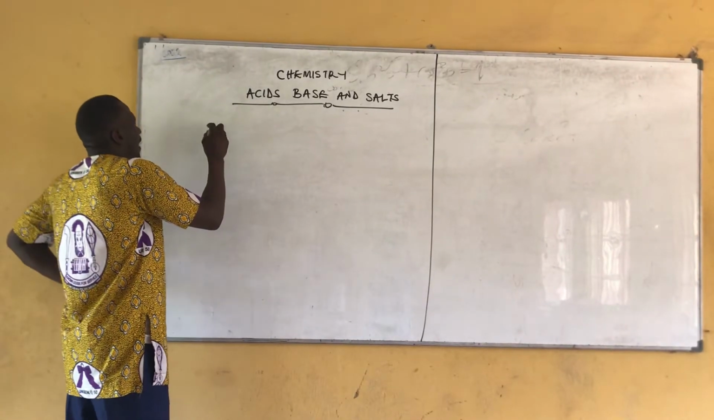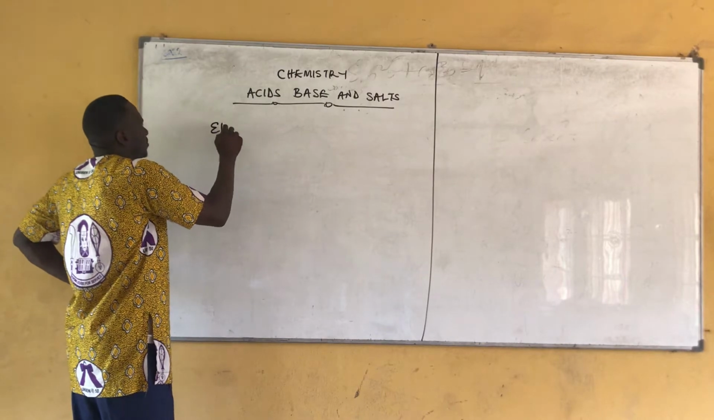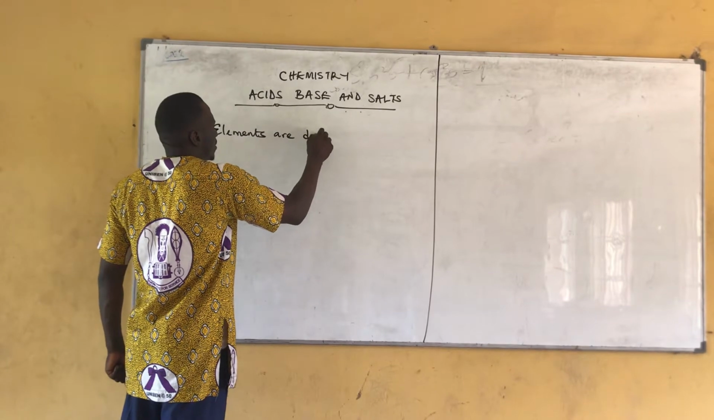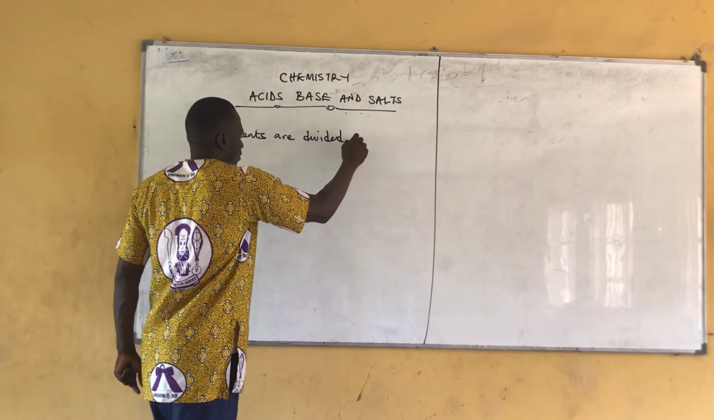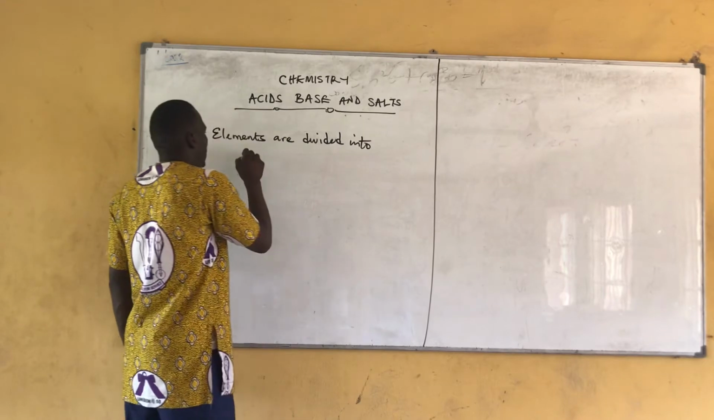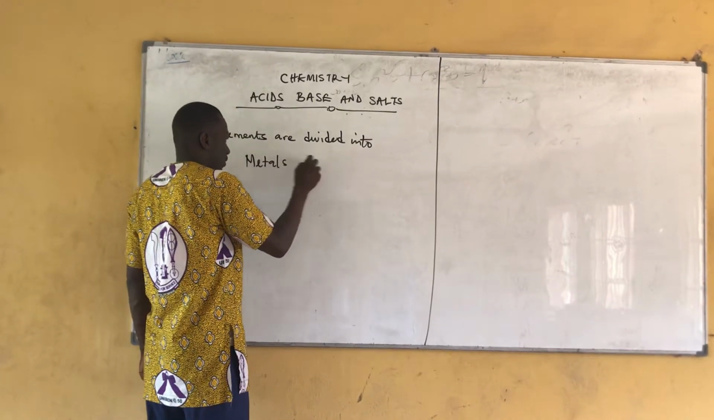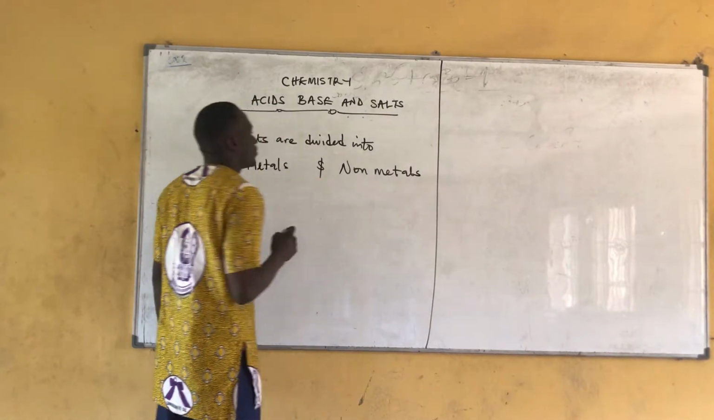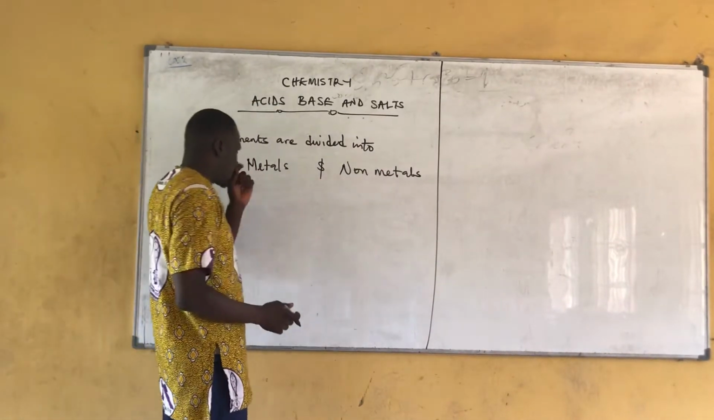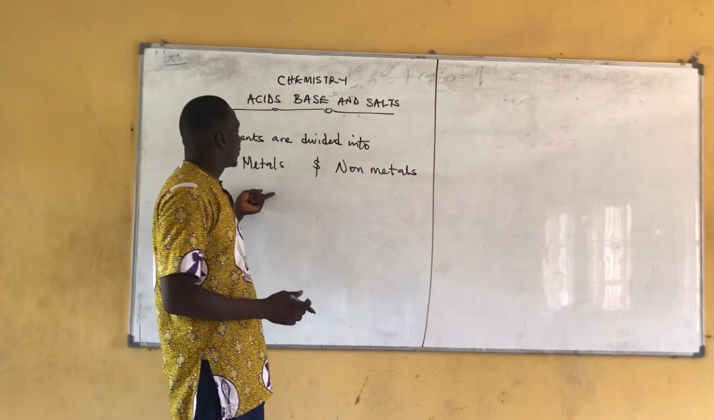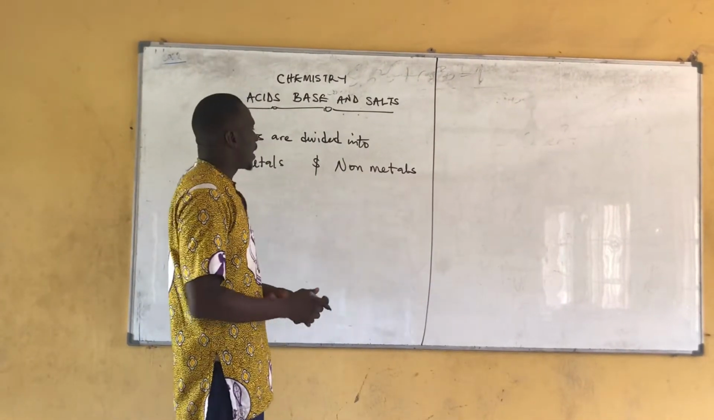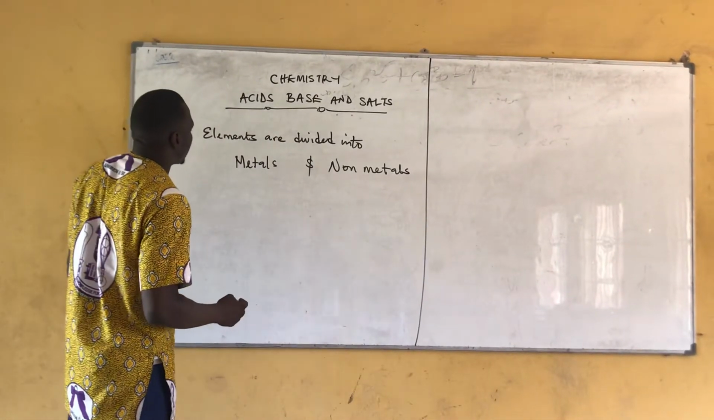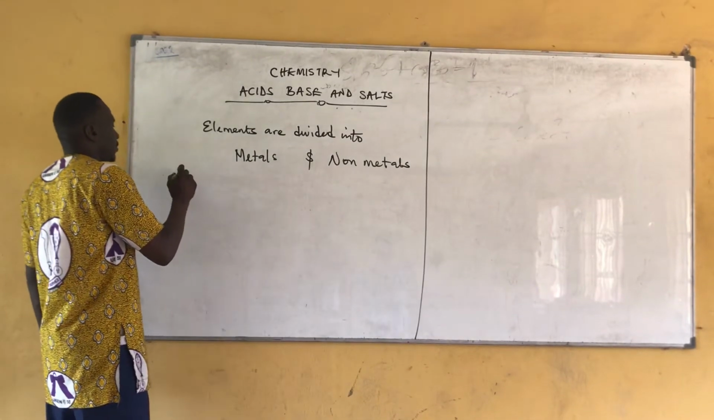We all know that elements are divided into metals and non-metals. Metals and non-metals, which means if it is not metal, it's going to be a non-metal, either a gas or non-reacting metals. Now, let's move on.